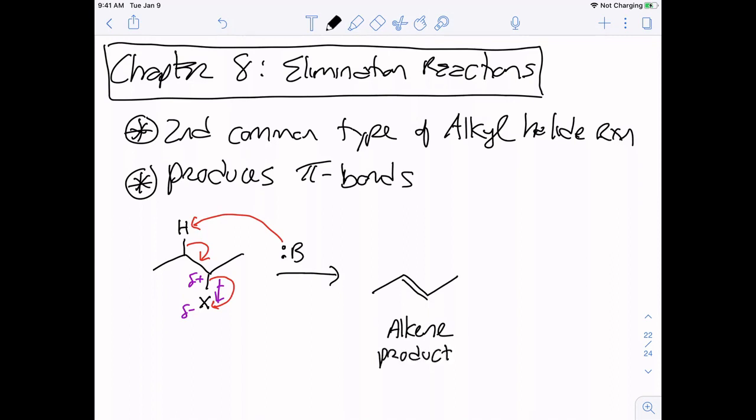So substitution, again, we're breaking 1 sigma bond and forming a new sigma bond. Here we're breaking a sigma bond. Actually, we're breaking 2 sigma bonds and forming a pi bond. We're actually forming a sigma bond also between the base and the hydrogen. I guess I would just focus on forming the pi bond part. I guess I would have a positive charge the way I started it, and then X minus floating around.